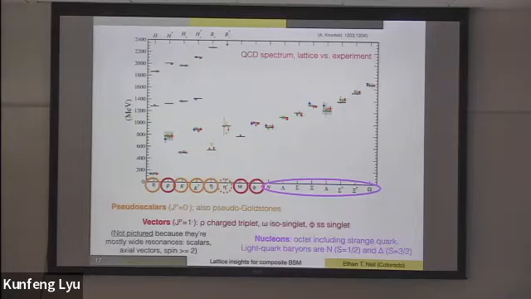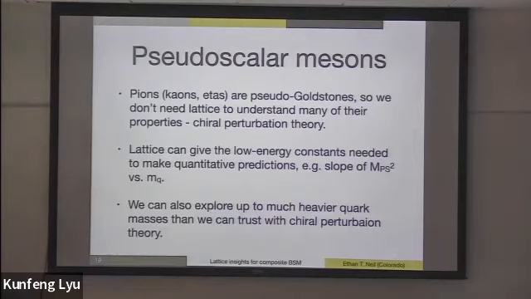Okay. Those are the pseudoscalars. Things that are pion-like, kaons, pions, etas, these are pseudo-Goldstone bosons. You really don't need lattice to understand most of their properties, right? You can rely on chiral perturbation theory. But what lattice can do for you here is actually predict from the UV theory what the low energy constants are, so you can make quantitative predictions. Chiral perturbation theory tells you that m pi squared is linear in m_q, but doesn't tell you what the slope is. Lattice can tell you what the slope is.